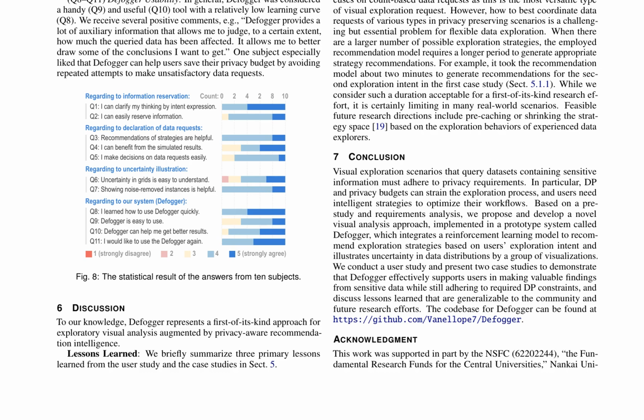The system also incorporates various visualizations to illustrate uncertainty in data distributions, providing users with a comprehensive understanding of the data. Future research directions include improving the recommendation model's efficiency and enhancing the usability of the system for a wider range of users. By refining the model and expanding its accessibility, Defogger can support a broader range of users in making valuable discoveries from sensitive data, while maintaining adherence to DP constraints.